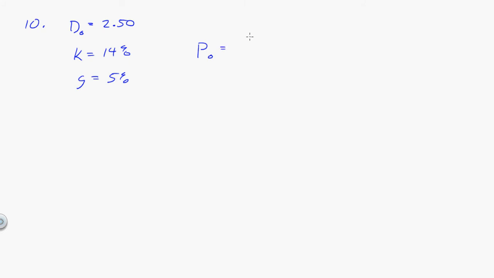The price today is equal to D1 over K minus G. I don't have D1, but D1 is equal to D0 times 1 plus G. That comes to $29.17.